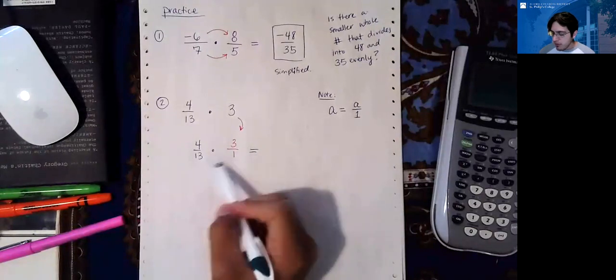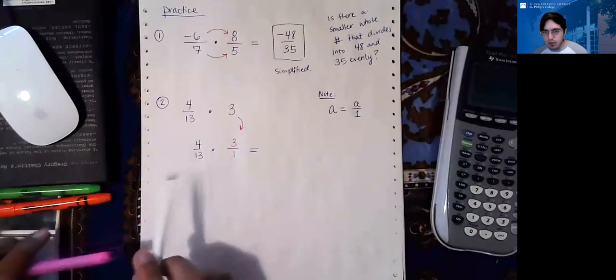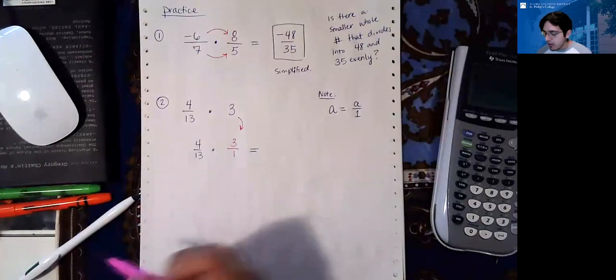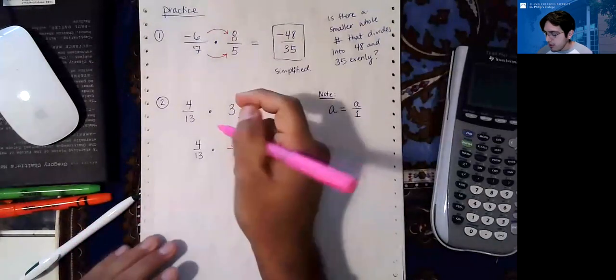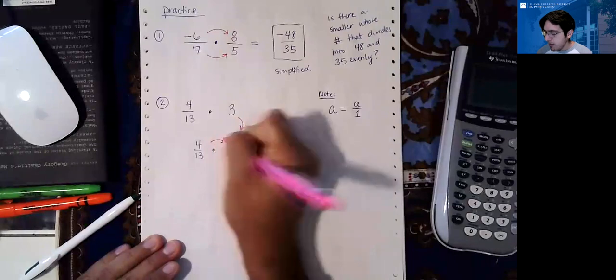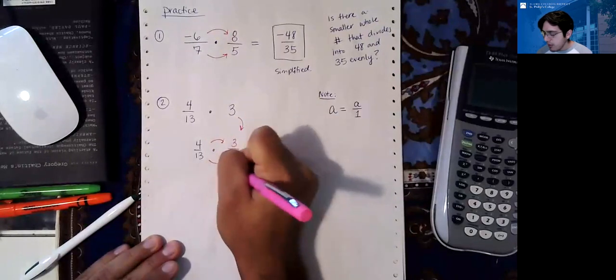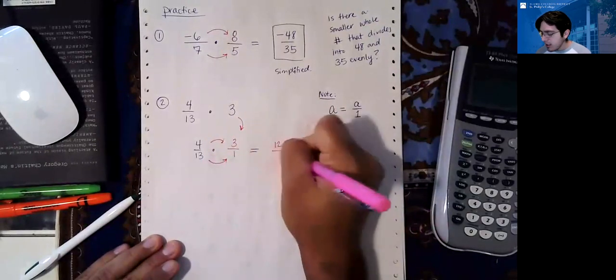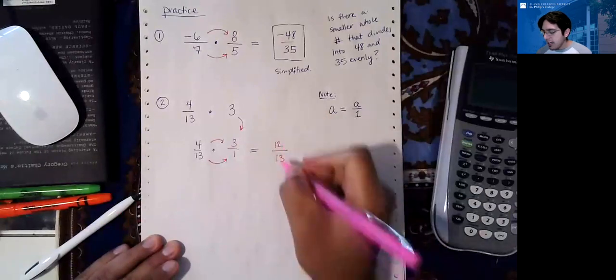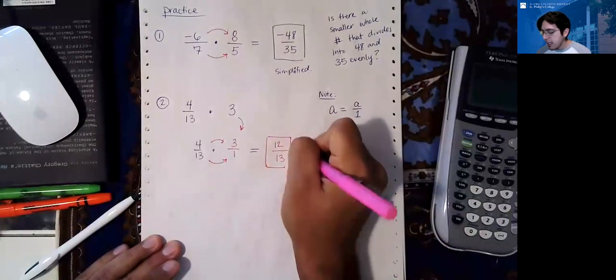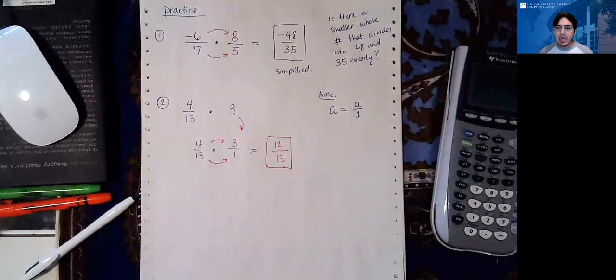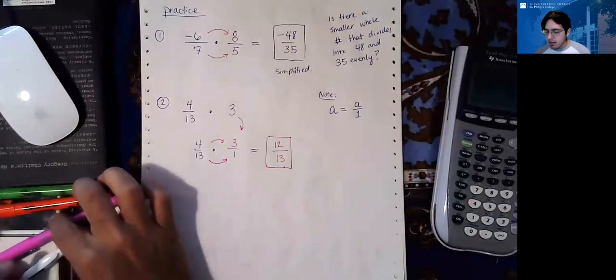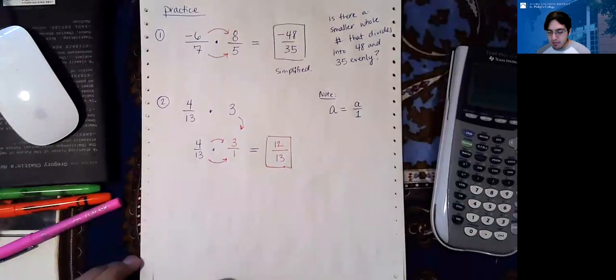So once we have gone ahead and processed our whole number, it is now a fraction, we can just multiply straight across here. So 4 times 3 is 12, 13 times 1 is 13. And again, this is a fraction that is fully simplified as it is. So we should be done there. Does anybody have any questions about that one?